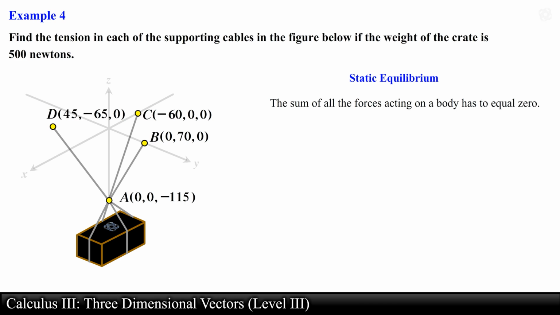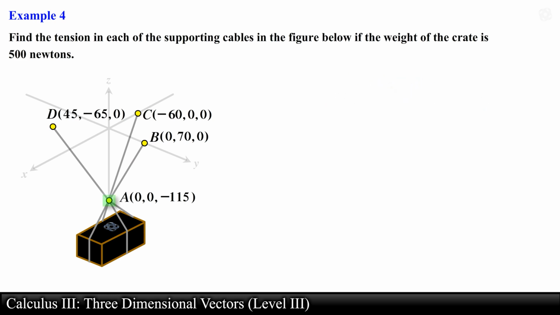Alright, the first step is to find an expression for each of the forces that are acting on point A. This is going to include 3 tension forces, 1 for each rope, and the weight of the box. Let's first find an expression for each of the 3 tension forces. Let's label 3 separate vectors by using the points that are provided to us. These forces will represent the tension force along point A and point B, along point A and point C, and the tension force along point A and point D.